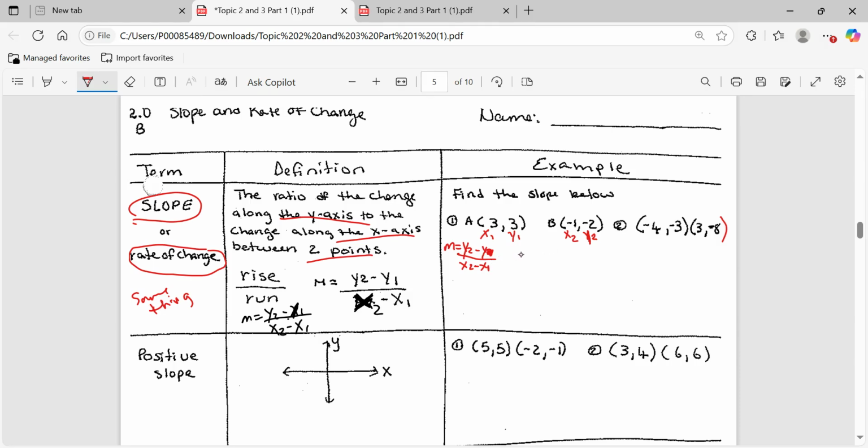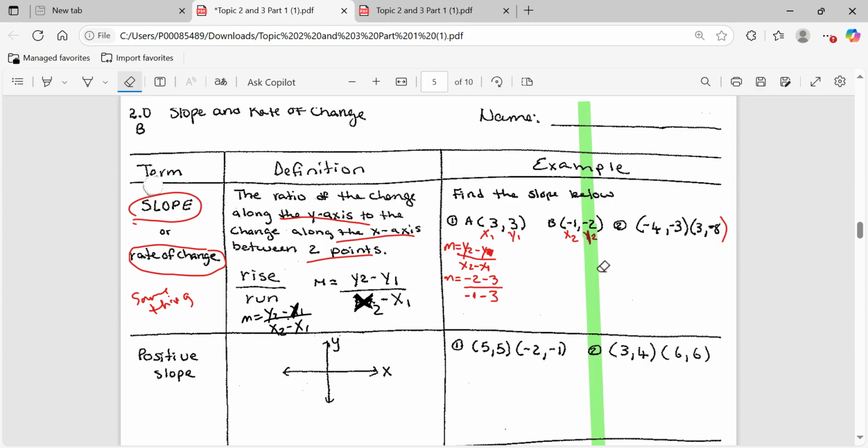From here, we're just going to substitute it. So y2 is negative 2 minus y1, which is 3, and it's divided by x2, which is negative 1, minus, from the formula, x1, which is 3. Let me give you some colors just to kind of help you out.